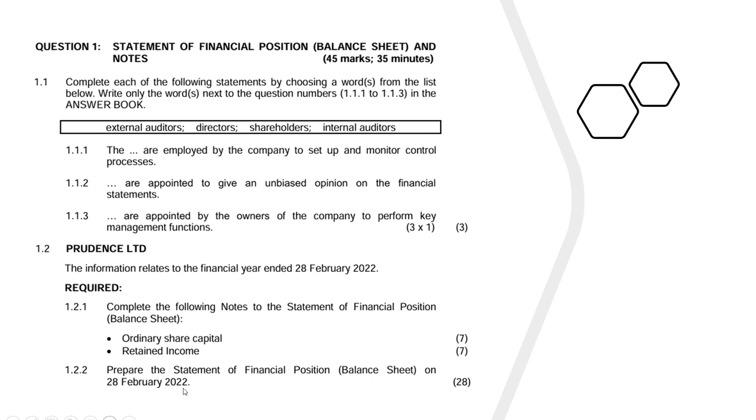In 1.2.2, the candidate was required to prepare the statement of financial position. Obviously, the information that you would have already calculated in 1.2.1 will then assist you to complete the statement. For that reason, you must answer each question in sequence. For 1.2, you should not answer 1.2.2 and then go back to 1.2.1. However, start with 1.2.1.